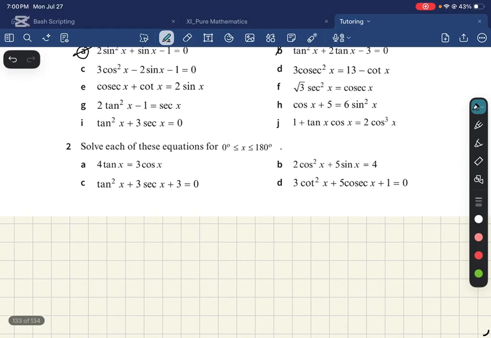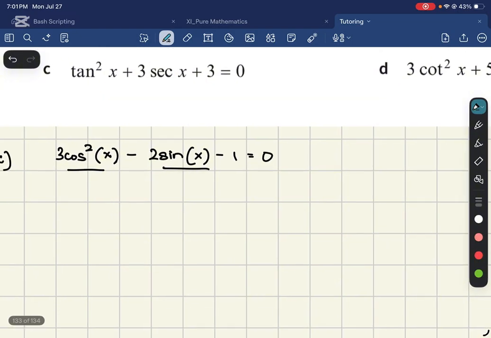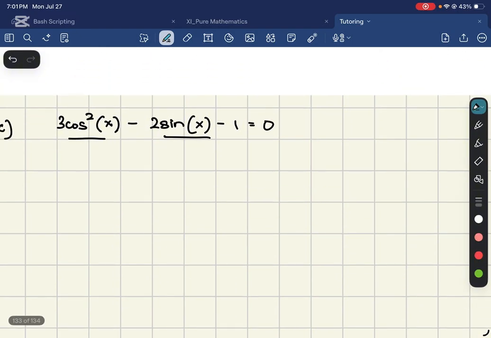All right. C. We have 3 cos squared x minus 2 sine of x minus 1 equals 0. So we have two different variables. We have cos x here, which is squared, and we have sin x here. It's easier for us to work with one variable.